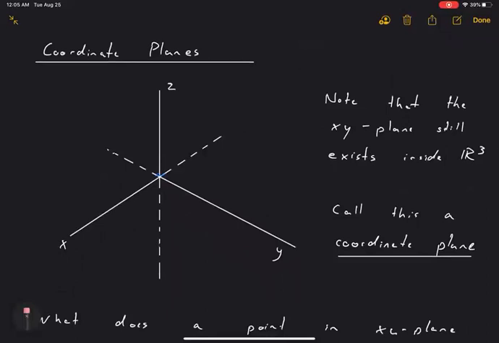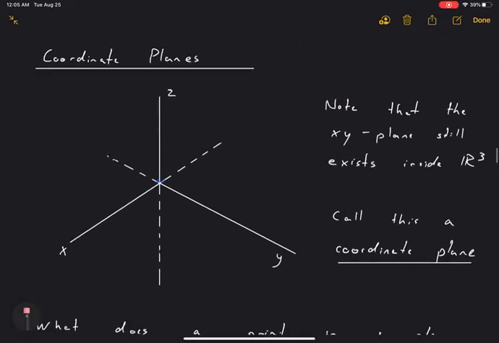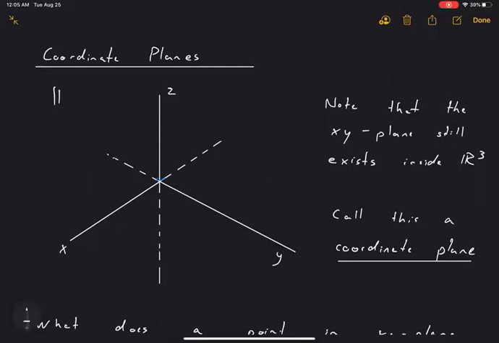Now, we could talk about coordinate planes. So what is a coordinate plane? I'm looking at my 3D space here. This is R3. In R3, the XY plane still exists. This is the horizontal plane here, this tabletop. It goes out infinitely far in all directions, well, in these 4 directions.